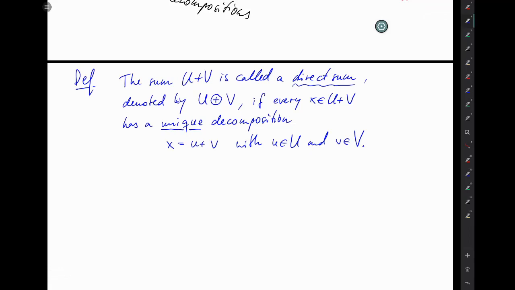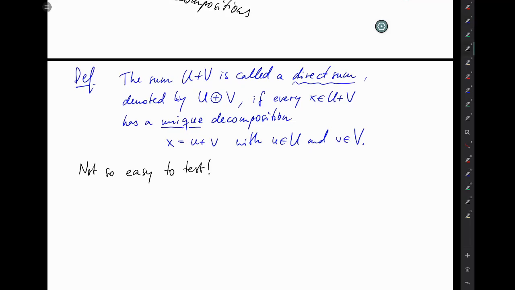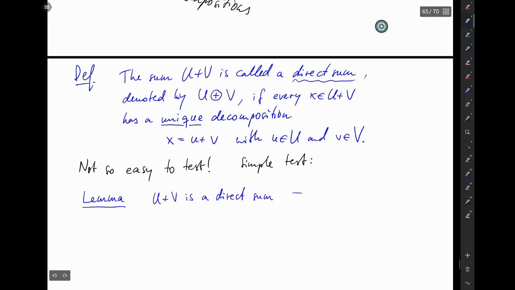Now if someone gives you subspaces U and V and asks whether their sum is a direct sum, that is not always as easy to test as it was in our examples 1 and 2. But here's a simple way to test whether a sum is a direct sum. This is a lemma, and it says that U plus V is a direct sum if and only if the two sets U and V intersect each other only in the zero element, which is of course as little as possible as two spaces can have in common.